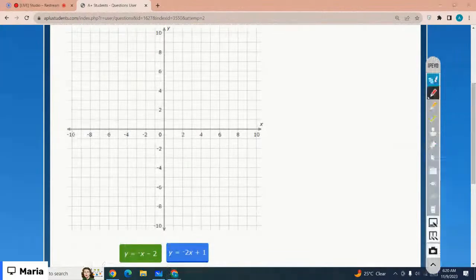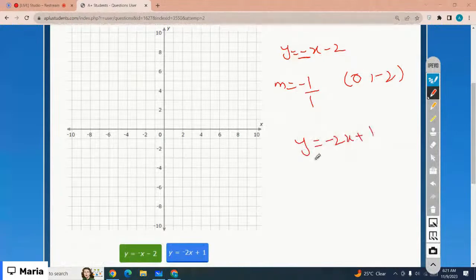Okay, the equations are y equals negative x minus 2, right? You can see this is the slope. Slope equals negative 1 over 1. The y-intercept is negative 2. So x is 0, y is negative 2, right? This is a mistake I did earlier. Okay, for the second equation, y equals negative 2x plus 1, slope is negative 2 over 1 and the y-intercept is 1. So x is 0, y is 1, right? Let me just plot them. Okay, x is 0, y is negative 2. Here is the point. That is the y-intercept.